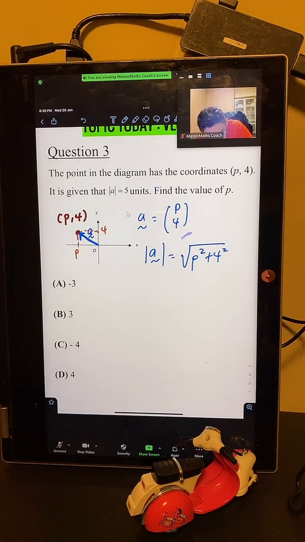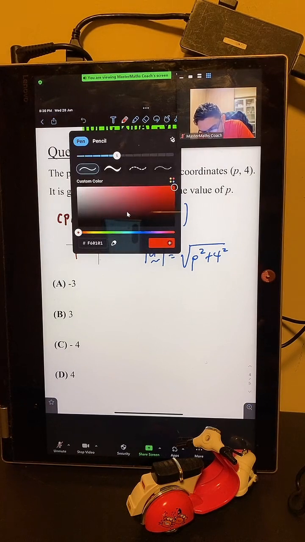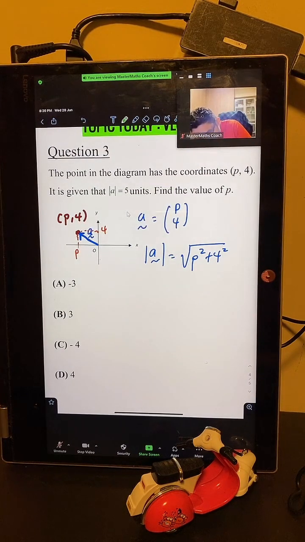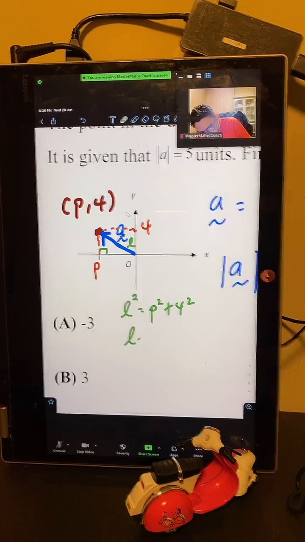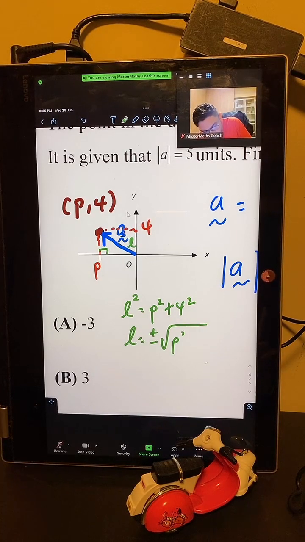So basically, again, it's a Pythagoras theorem concept here. Okay, when you take the length here, let's say for example, the length is L. The length of this line is L. So there's a 90 degrees over here. Let me zoom in for you guys. So this is L for example. So by Pythagoras' theorem, L square is just P square plus 4 square. So L is just plus minus square root of P square plus 4 square. You can ignore the negative because length is always positive.